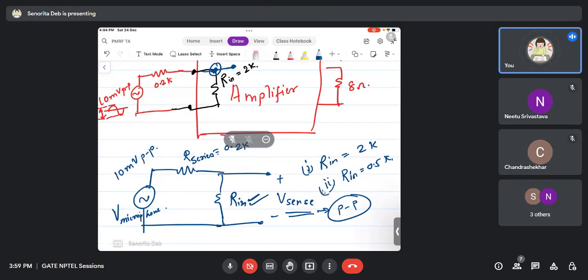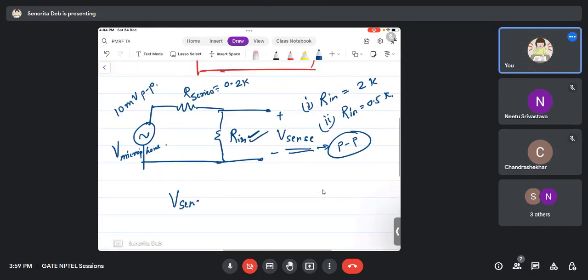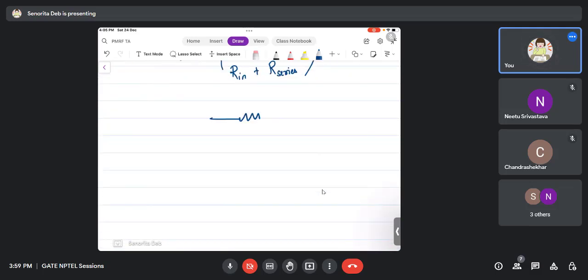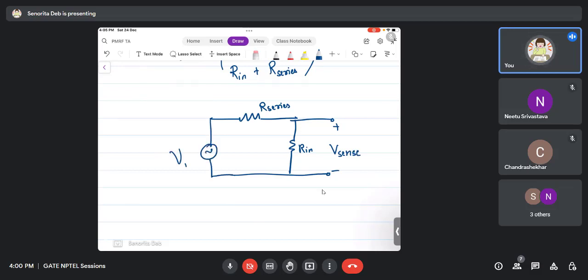So what will be V sense? V sense will be Rn upon Rn plus R series into V microphone. From where did this come? So R series, Rn, this was V sense, right? This is input. Let's say V input.